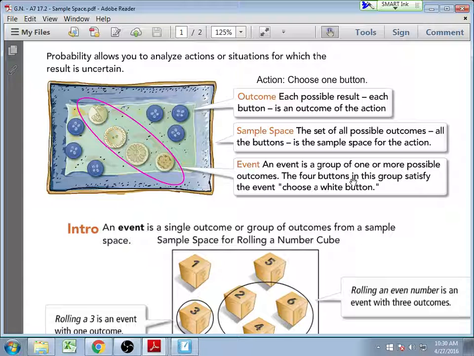Okay, Nate again. 1.5. 1 and 2. How many white buttons do we have? We have 4.